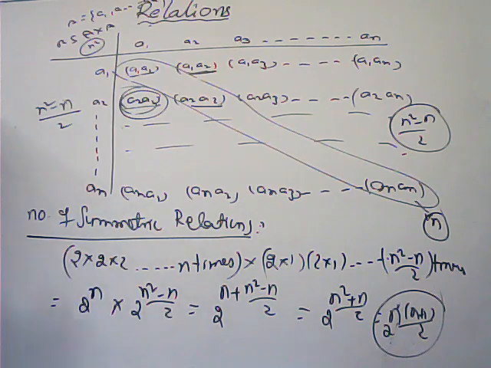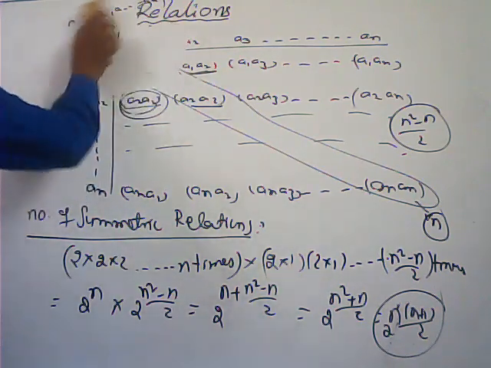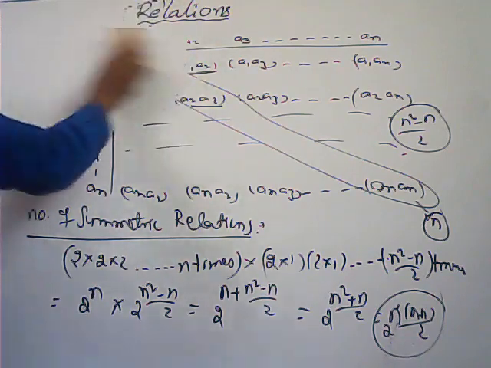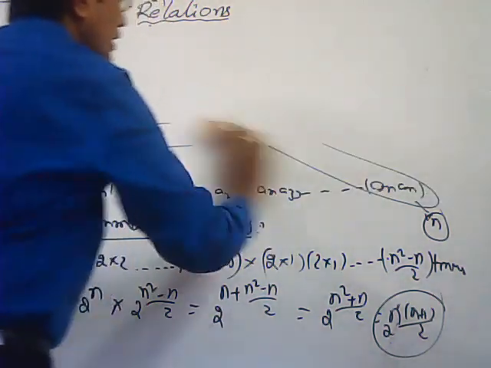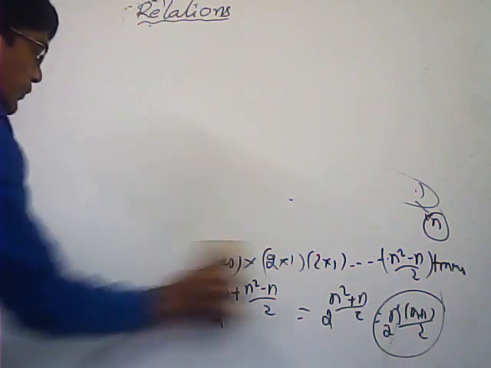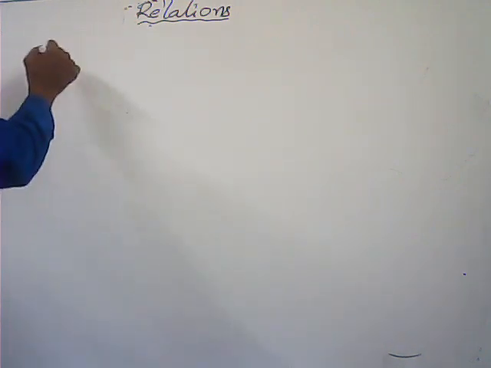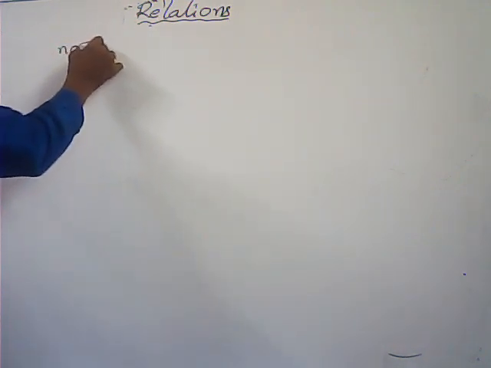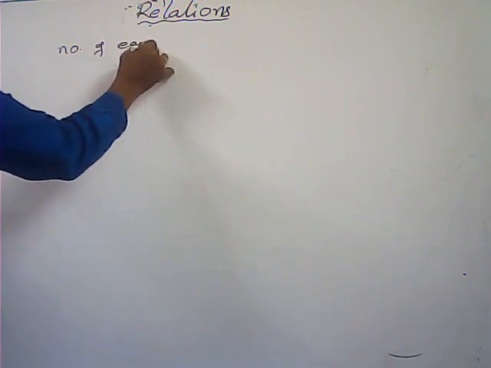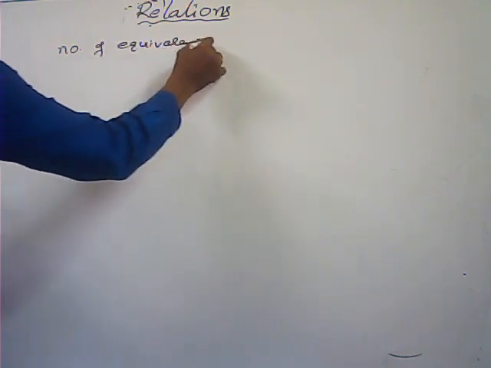Now, for transitive there is no particular formula. That's why I am not saying that one. Here, number of equivalence relations. This method we call the Bell method. I am saying the shortcut method only.